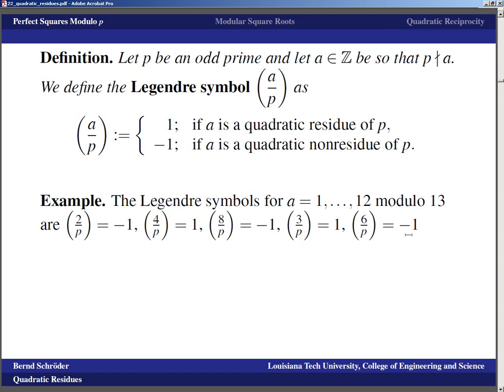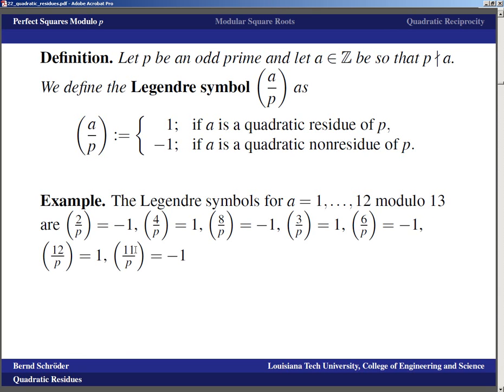2 to the 5th is a quadratic non-residue, and that is because 2 to the 5th is 32, which is 6 modulo 13. 2 to the 6th is a quadratic residue, and that's because it's 64, which is negative 1, which is 12, so I get a 12 here. 2 to the 7th, again, is a quadratic non-residue.